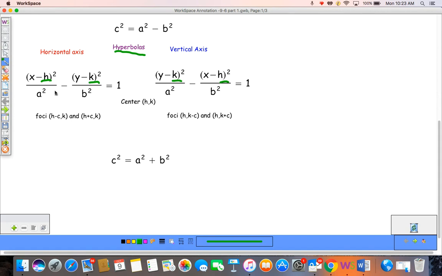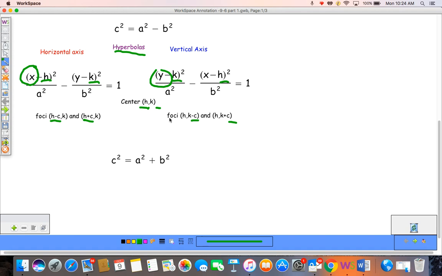And for this one, it depends on which is the positive variable. So in this case, your x is your positive variable. Notice your y is negative here. So you're going to add and subtract the c to your x coordinate of your center. And then notice here, your y is positive. So you're going to add and subtract the c to the y coordinate of your center. That will give you your foci.